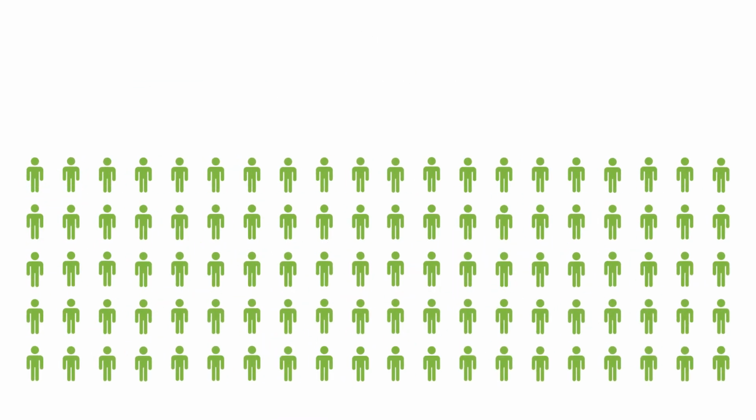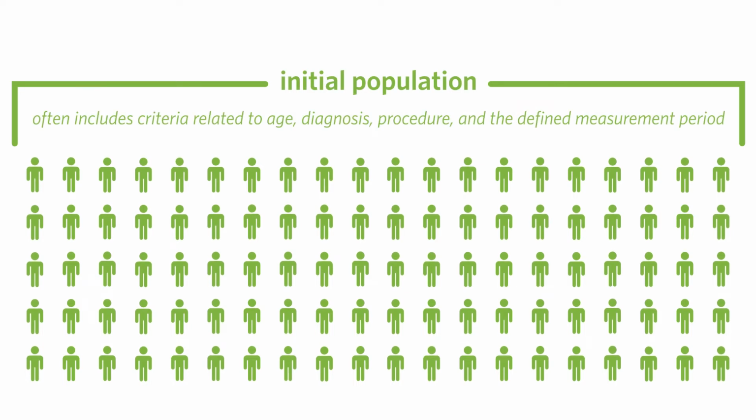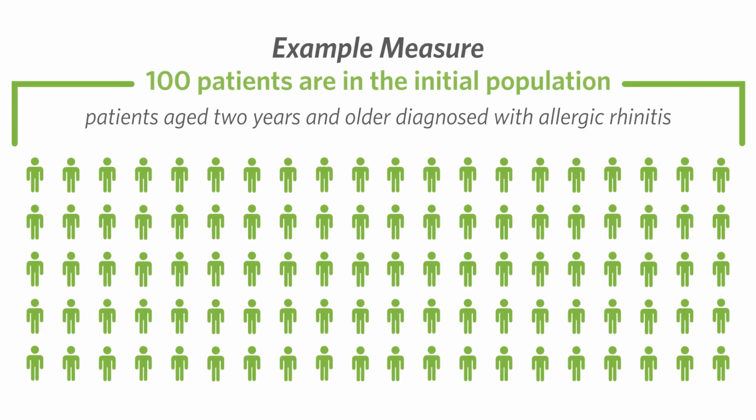The initial population is the target patient group evaluated by a specific quality measure. The initial population often includes criteria related to age, diagnosis, procedure, and the defined measurement period. In our sample calculation, 100 patients are in the initial population. These patients meet the general criteria for measurement. In the allergic rhinitis measure, these 100 patients include all patients aged 2 years and older diagnosed with allergic rhinitis.